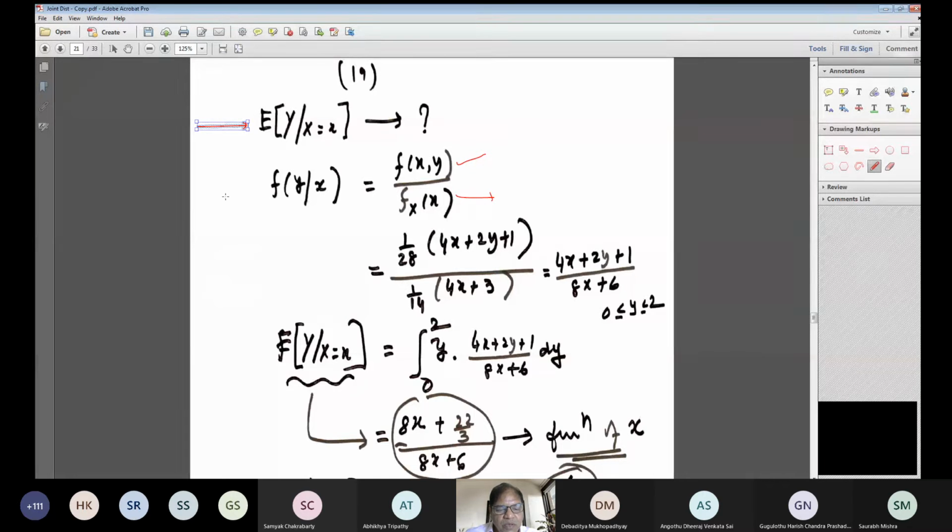So now we need to find out this quantity. So E of y, this is E, this is E, y given x. So y and into this quantity. So okay, f of y given x, this you substitute.